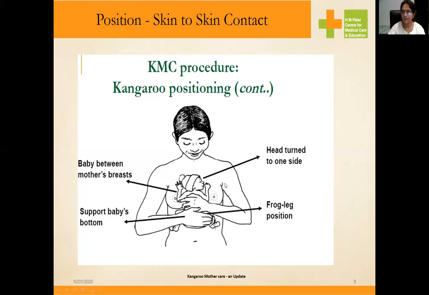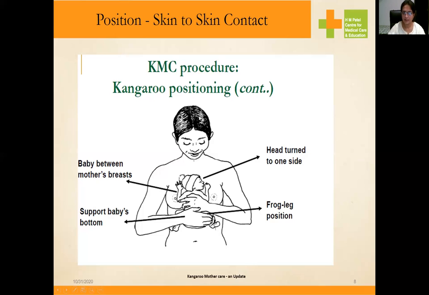Once the baby is kept in this position, the mother and the baby both are covered with a warm cloth in the front so that baby does not get cold. So the idea is to give direct skin to skin contact of mother's skin with baby's skin and provide a warm environment.